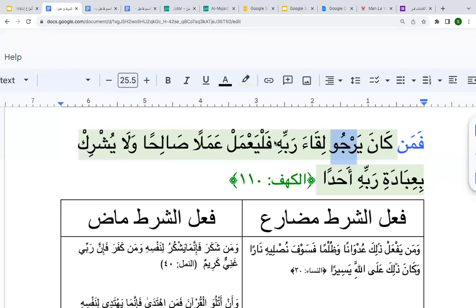So the sentence is ending at fa, or where is the sentence ending? Where is your sentence ending? Rabbihi, he is the end of your sentence. Is this clear to each and every one of you? Now look at it at the level of a bigger sentence. So you have connected everything together. Yarju liqa'a rabbihi. Liqa'a rabbihi is maf'ul bihi. So for yarju, this all is going to be khabru kana fi mahalli nasbin. Is this how you are going to do it?